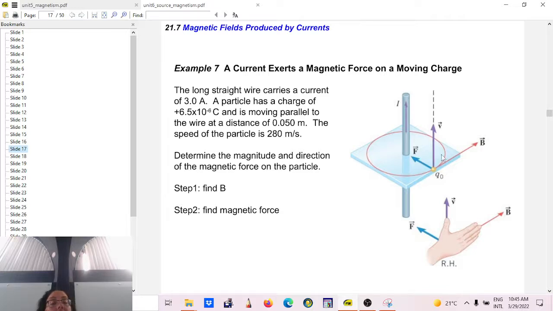You know what's going to happen? The charges start to go around like this.